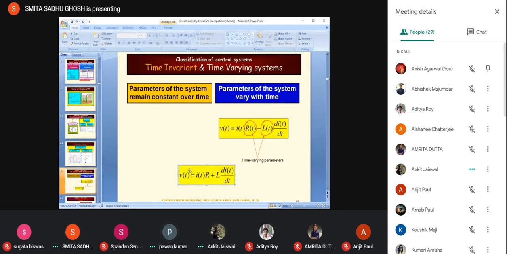Ma'am, time invariant, because here R and L are constant parameters. Yes. So that is something which you need to understand very well.